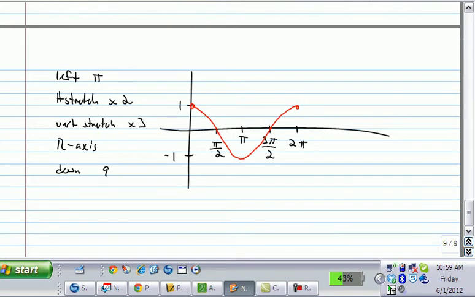So the first thing we did was it went left pi units. Okay, so go left pi units. All these points have to go to the left pi units. So think about all of these values on your x-axis. You need to take pi away from all of them. So instead of this guy being pi over 2, that one is going to be pi over 2 minus pi. Well, that's pi over 2 minus 2 pi over 2. So that's negative 1/2 pi.